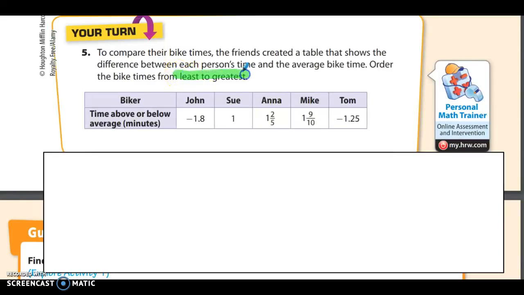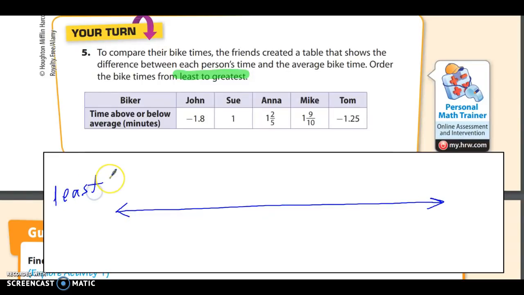Second of all, let's use some common sense here. Which ones are going to be the least ones? Are they going to be the positives or the negatives? And I hope you realize that when we're talking about a number line, the least is always going to be on the left, and the greatest is always going to be on the right.